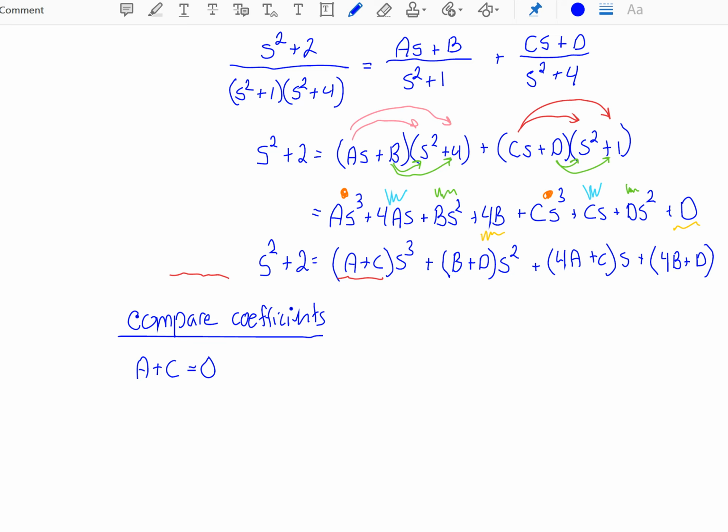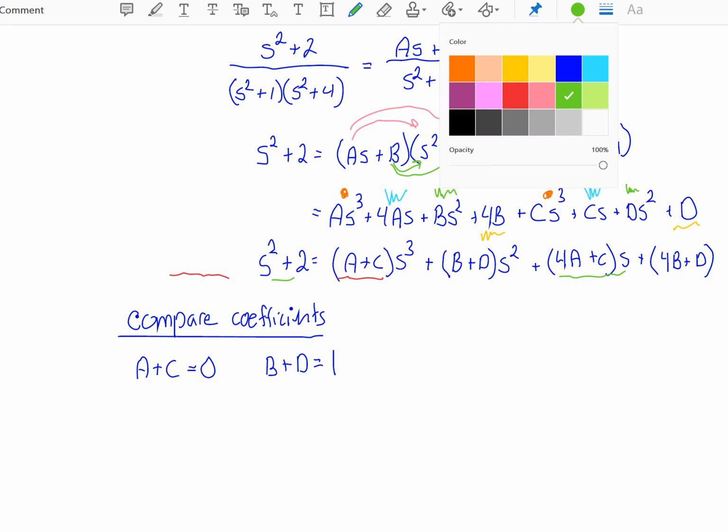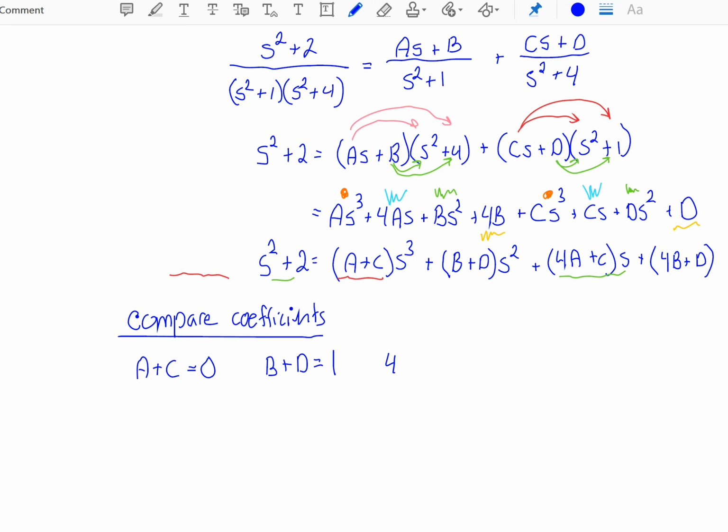Similarly, the coefficient of s squared has to match the coefficient of s squared. So somehow b plus d has to equal 1. The coefficient of s on the right-hand side has to match the coefficient of s on the left-hand side, but there is none. So somehow 4a plus c has to equal 0. And lastly, our constant term 4b plus d has to equal 2.